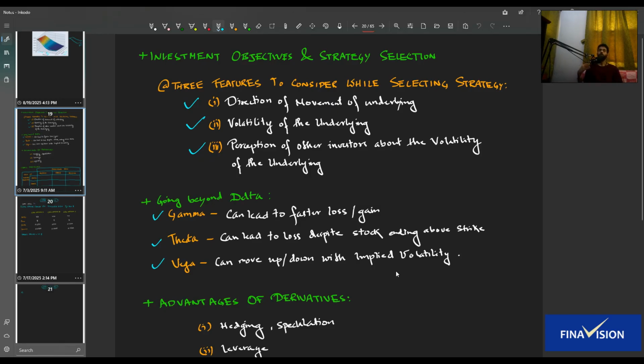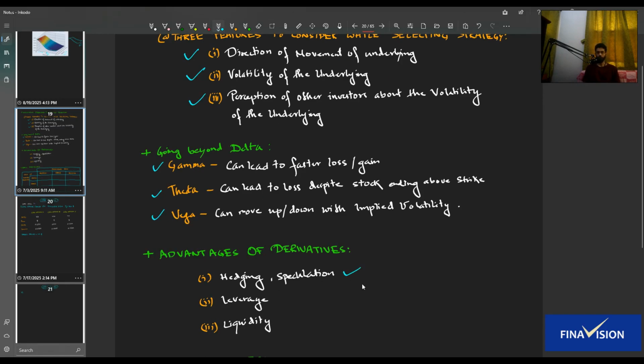Now we'll talk about a few advantages of derivatives. Now derivatives help in speculation. Obviously we spoke about that. They help in hedging. Investors or institutional investors or even individual investors can hedge their bets with the help of derivatives. Then there is leverage. One can pay just 10% margin and take an exposure in the derivative.